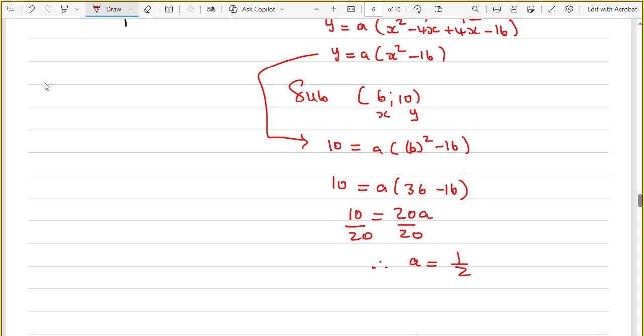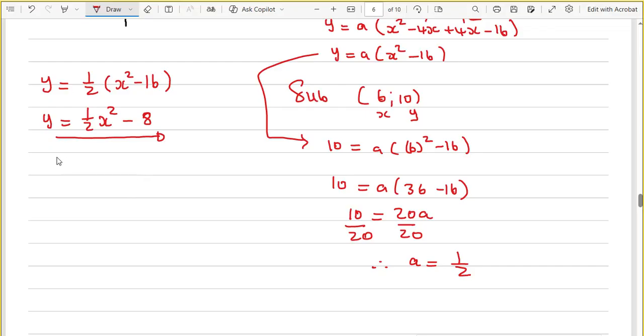Then you can substitute that into the equation. The equation will be y is equal to 1 over 2, inside the bracket, you'll have x squared minus 16. Please don't leave this out. Multiply out the bracket by that 1 over 2. So this will be 1 over 2 x squared minus 1 over 2 times 16, that's 8. So this will be negative 8. Then this will be the equation.